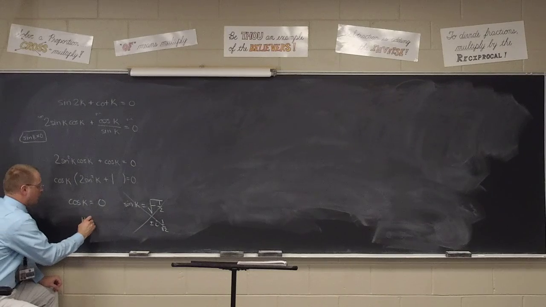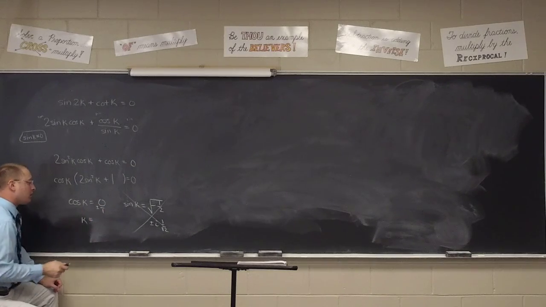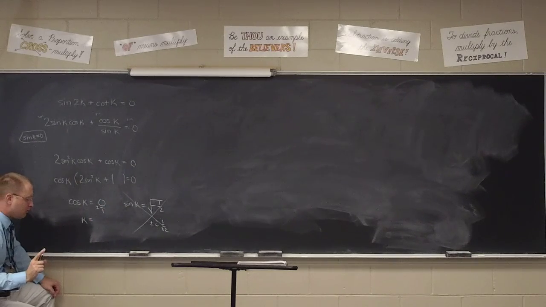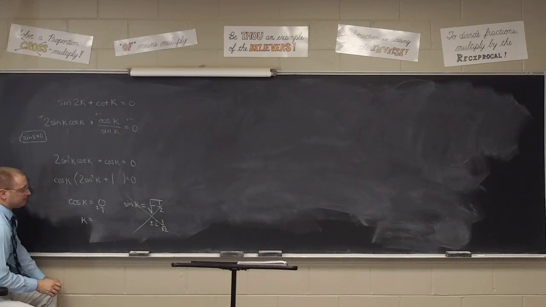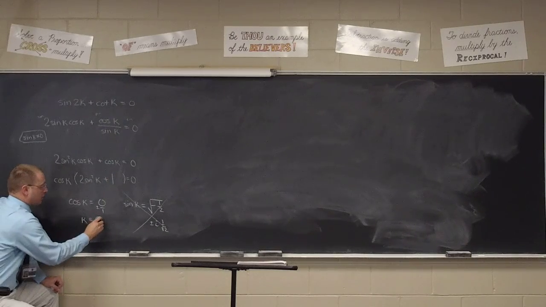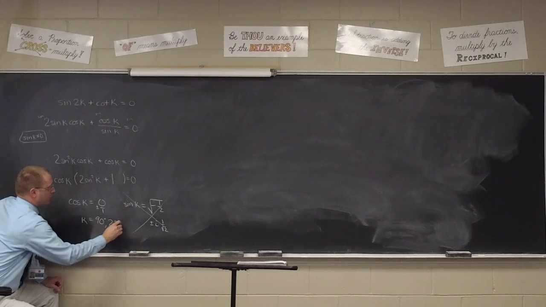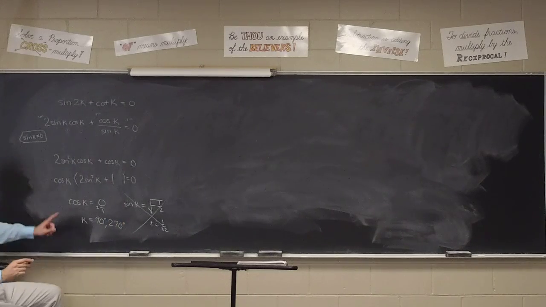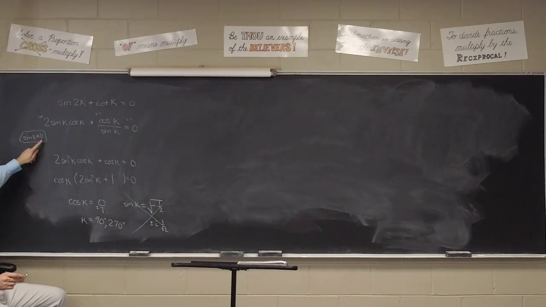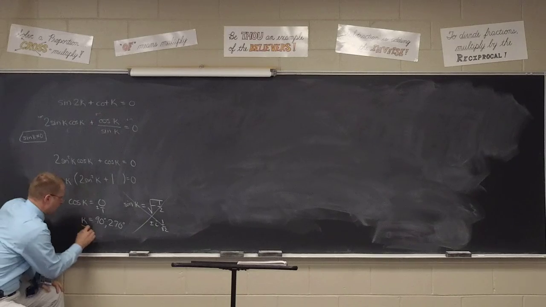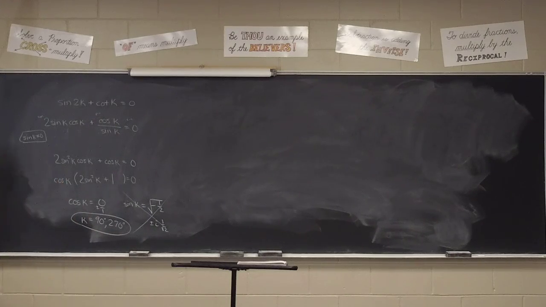Cosine kappa equals 0 over 1, positive negative. And that's 90 and 270. I'm going to check and see if it's right. Let's make sure. Does the sine of 90 equal 0, class? No. What about sine of 270? No. Okay, then we do keep these answers here.